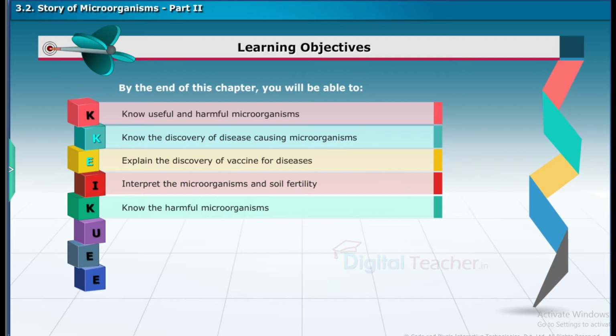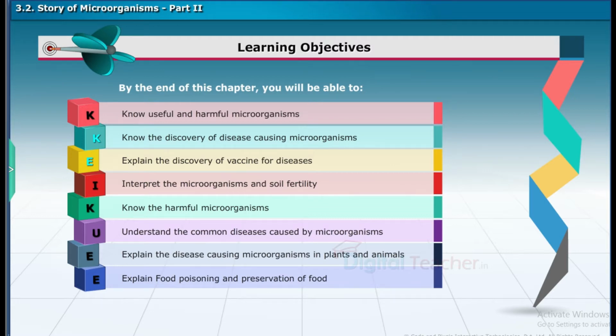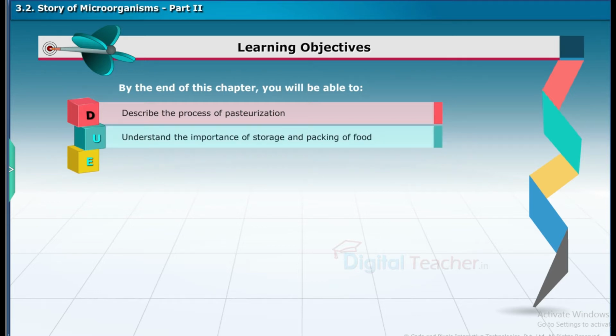Know the harmful microorganisms. Understand the common diseases caused by microorganisms. Explain the disease-causing microorganisms in plants and animals. Explain food poisoning and preservation of food. Describe the process of pasteurization. Understand the importance of storage and packing of food. Explain the nitrogen fixation in plants.